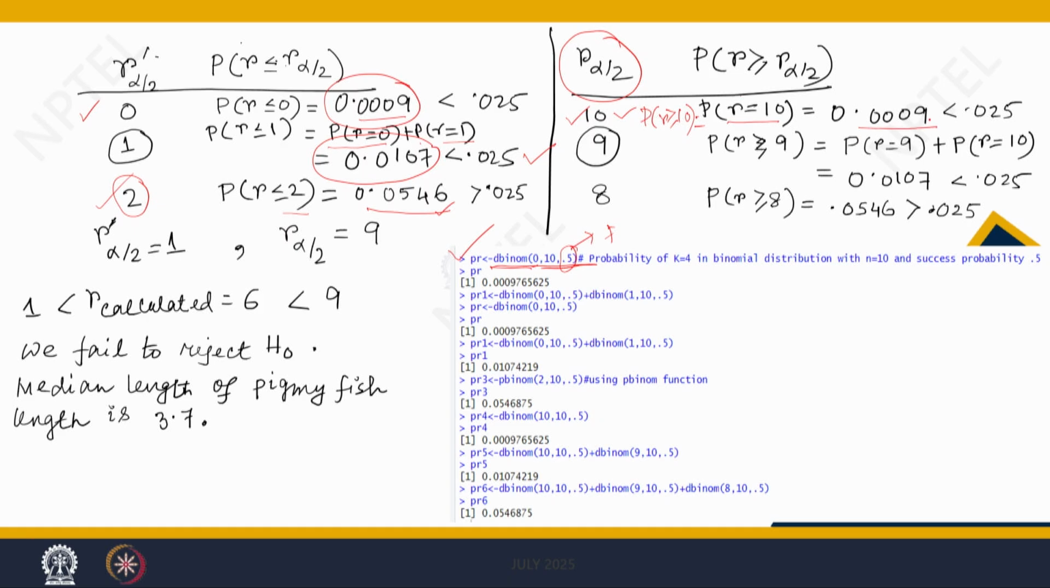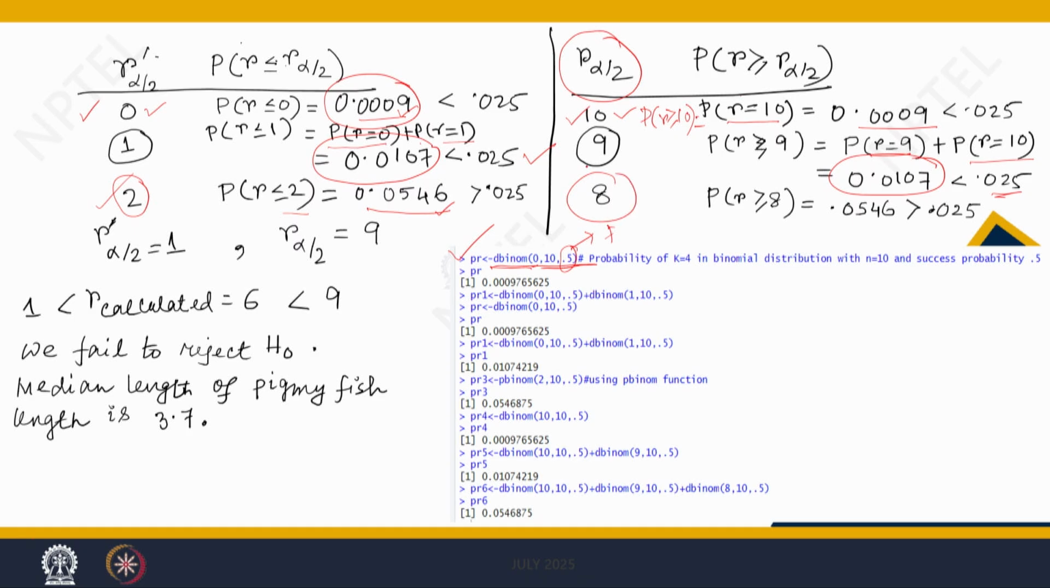It is a symmetric binomial. So you might notice that r equal to 0 has the same probability as the probability taken by r equal to 10. So similarly, include one more point in your right tail rejection, that is 9. So probability r greater than or equal to 9. How many points? That includes r equal to 9 and r equal to 10. So altogether the probability comes as 0.0107, which is still less than 0.025. Clear?